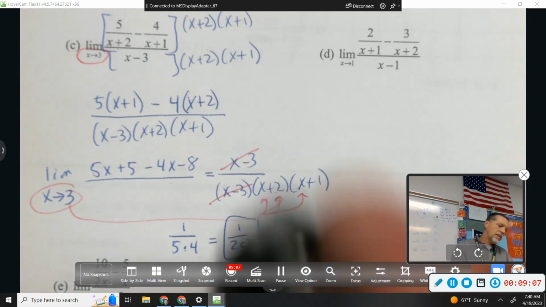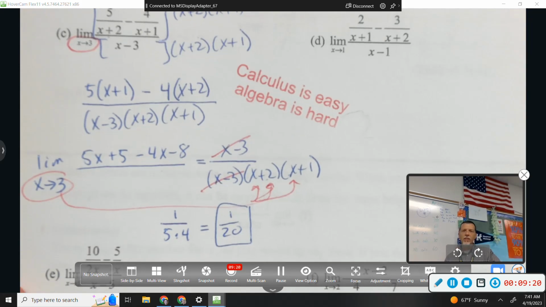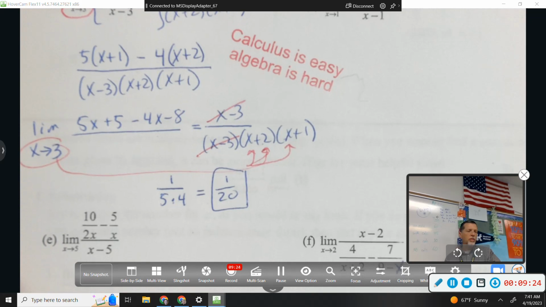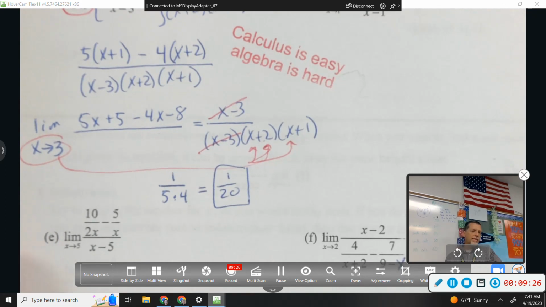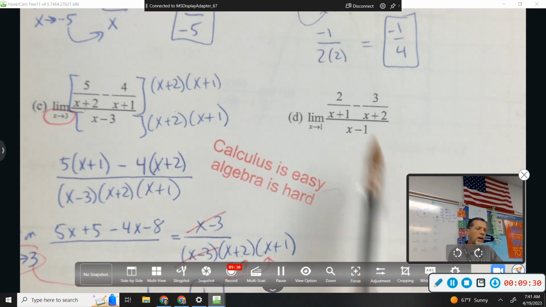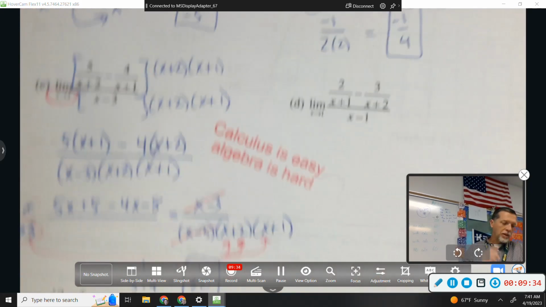This is the kind of stuff that earns this stamp all year long next year. Like, you know the calculus part of it, but can you fight through all of the algebra stuff to get to your answer? And I guess we'll find out next Wednesday. Let's skip D because it's kind of the same thing. You'd multiply top and bottom by x plus 1 and x plus 2 and hope that an x minus 1 shows up to cancel.